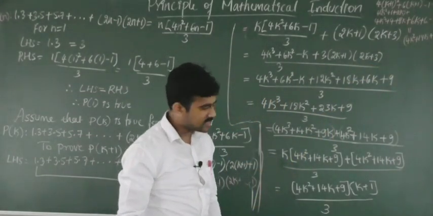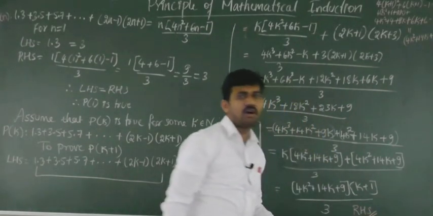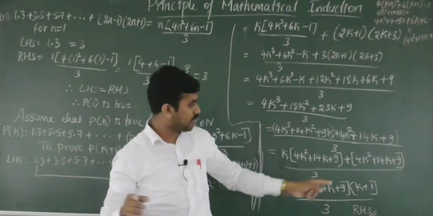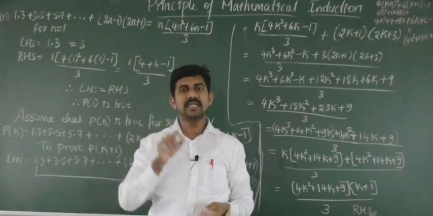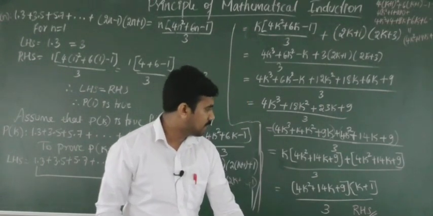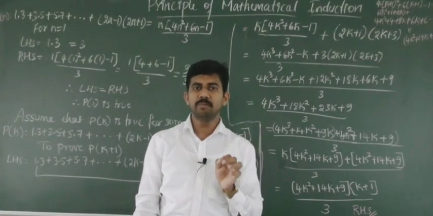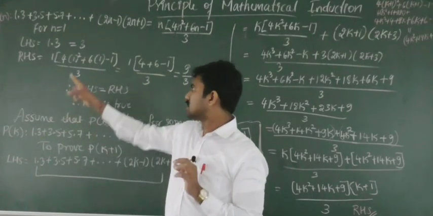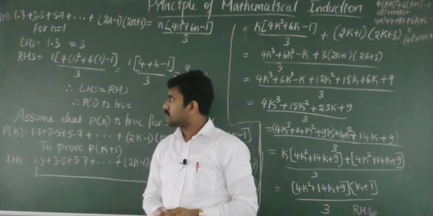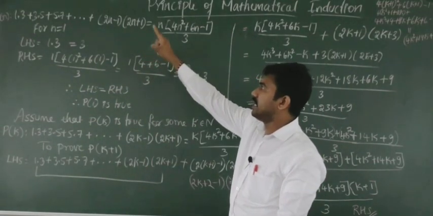Okay, and this is the RHS, so that we can say clearly this is the RHS of P of k plus 1. We considered the LHS and we got the RHS. So what we can say, the result is true for P of k plus 1. P of k plus 1 is true, and then we can say hence by principle of mathematical induction, P of n is true for all natural numbers n.